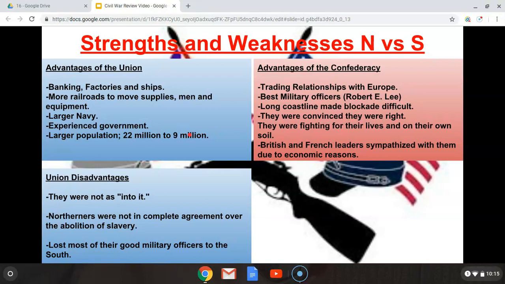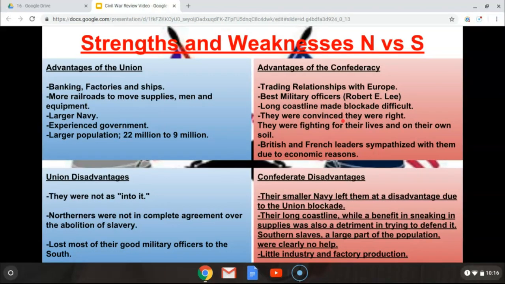And British and French leaders sympathized with them due to their economic reasons, meaning the South did not have an economy, did not have the banking, the factory like the Northerners did. They were a lot poorer, I guess you could say, than the North. Okay, so they had those advantages, especially the biggest one, is the fact that it was a defensive war. They literally had to just fight to defend their homeland until the Union Army just tired out and gave up and left. And as we know, that didn't happen.